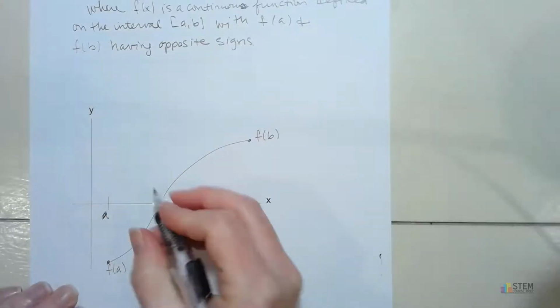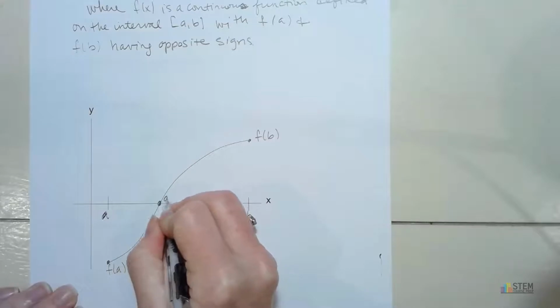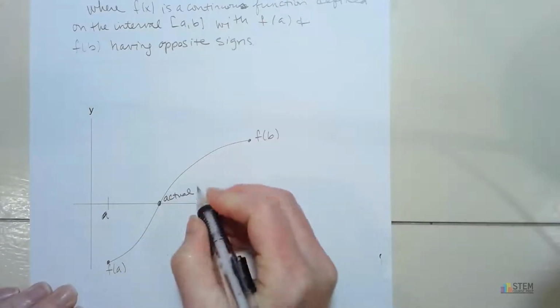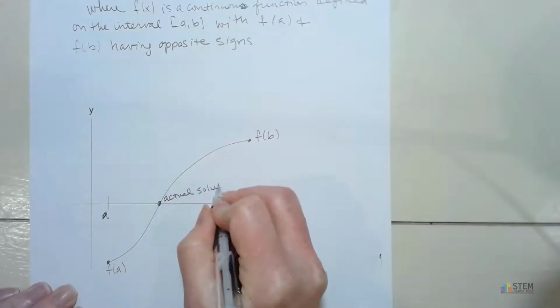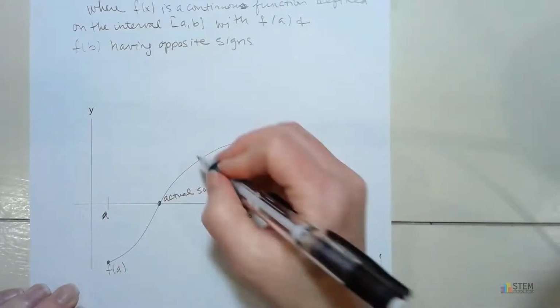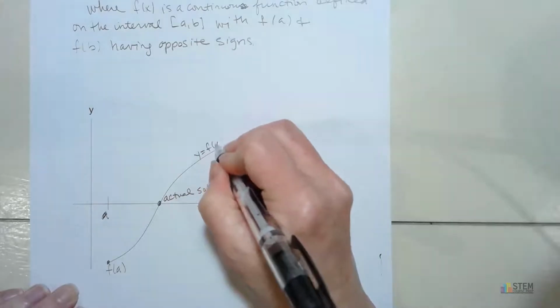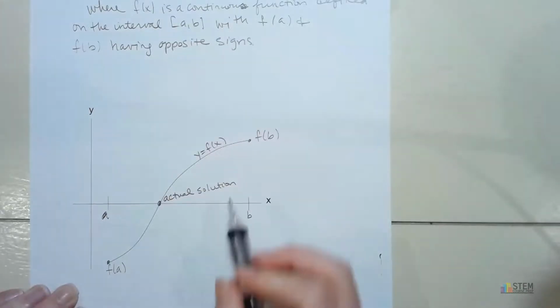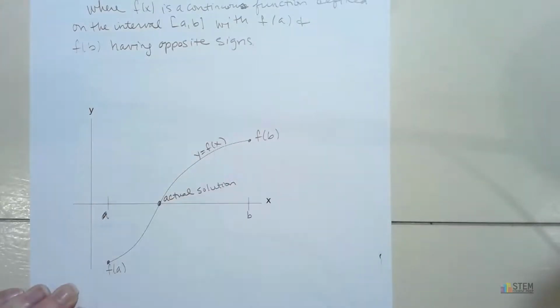Okay, so keep that in mind, and let's write here that this point is the actual or true solution. So that's what we're trying to estimate. And this curve here is f of x. And remember, f of x represents y, right? So now we've got that.